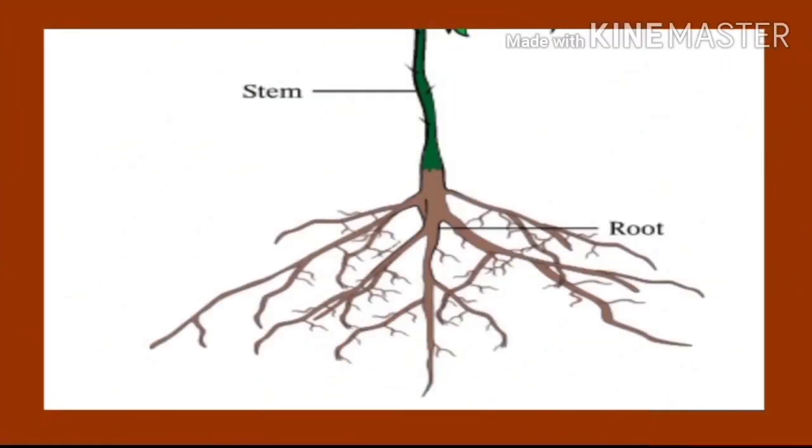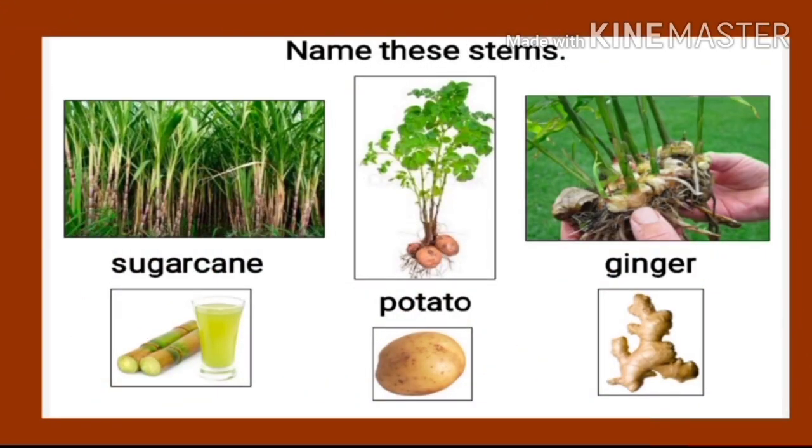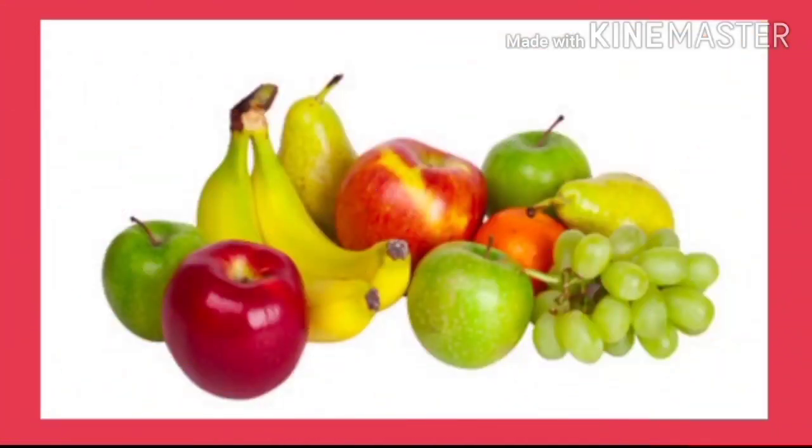Now here, children, this is the picture of stem. A stem look like pillar of a plant. It hold a plant upright and carry water, food and minerals to the part of plant. Now here is the example of some stems: sugarcane, potato and ginger. Now children, what do we get from plant? Yes, your answer is correct. We get fruits and vegetables from plants.